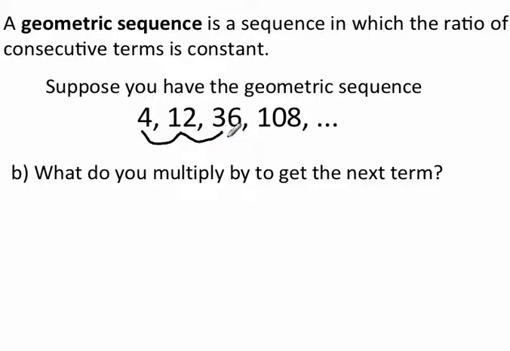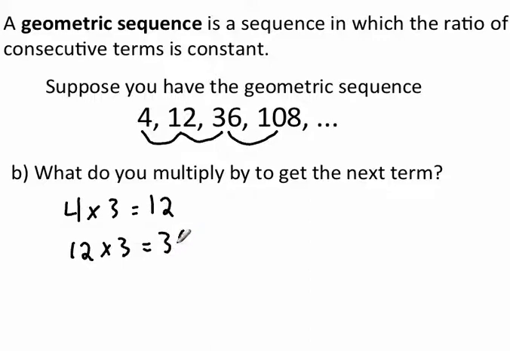Now, you might be able to see this right away. If you can't, that's fine. But have a look here. 4 times what gives us 12? Well, it's pretty obvious. 4 times 3 is 12. If we took 12 and multiplied it by 3, we'd also get the next number, 36. And if you take 36 and multiply it by 3, you're also going to get 108. So notice what we're doing each time is multiplying each term by 3. So what we're really multiplying by is 3.